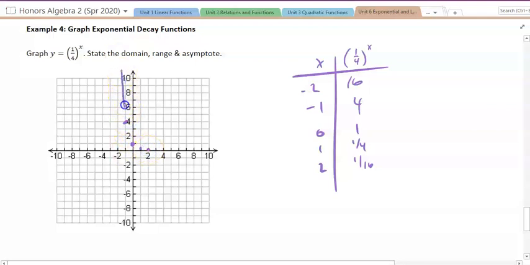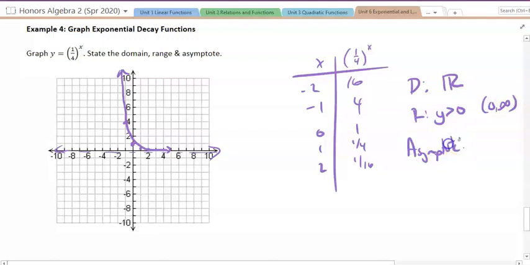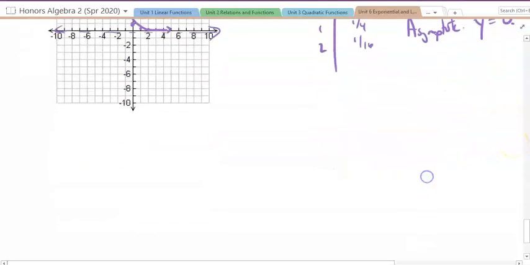With that asymptote at the x-axis. Okay, so again, that's our function. What's the domain? As for any exponential, it's all real numbers. The range is y is greater than 0, 0 to infinity. And our asymptote is where? Y equals 0.